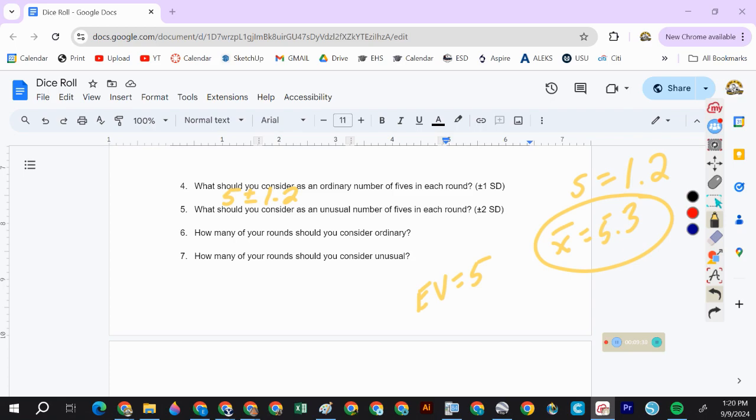So we would expect 5 plus or minus my standard deviation of 1.2, or whatever your standard deviation is. So that would be anywhere from 3.8 up to 6.2. Okay? So basically, an ordinary number of 5s would be 4, 5, or 6. So if you're rolling a dice 30 times, and you get a 4 or a 5 or a 6, that's probably going to happen quite a bit. That is a normal number of 5s.